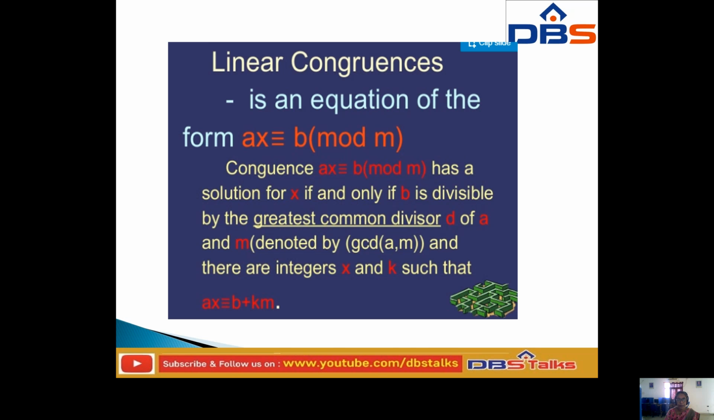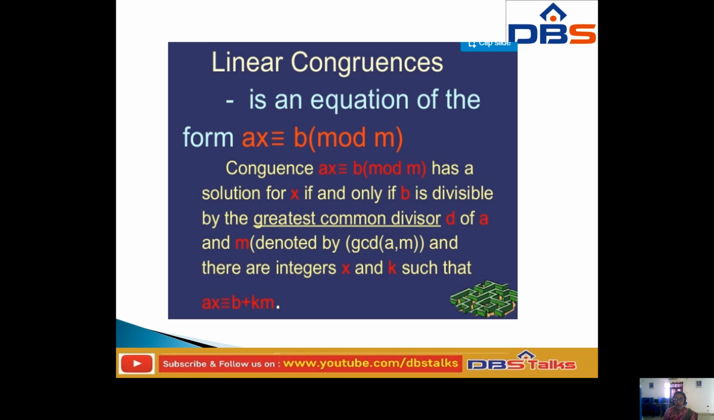Go for the next slide. In this class, we are starting with the topic called linear congruences. A linear congruence is an equation in the form Ax ≡ B (mod M). We already know about the modulus operation in mathematics.